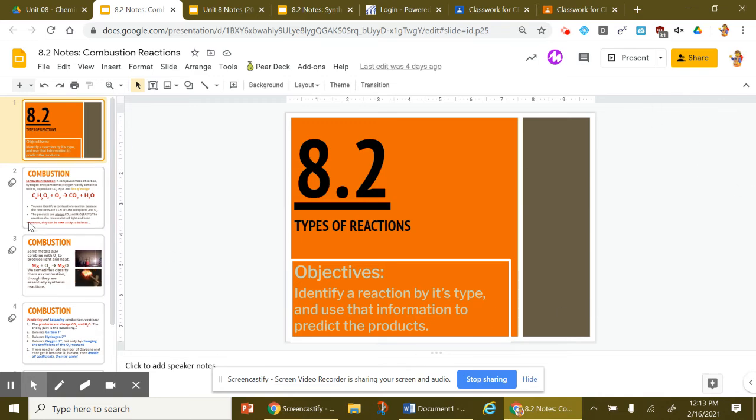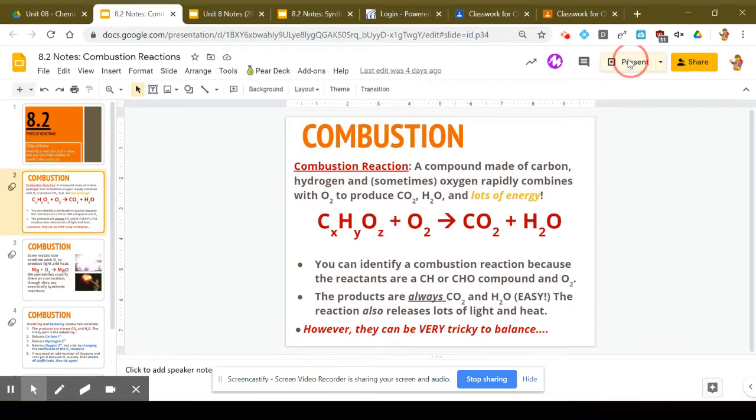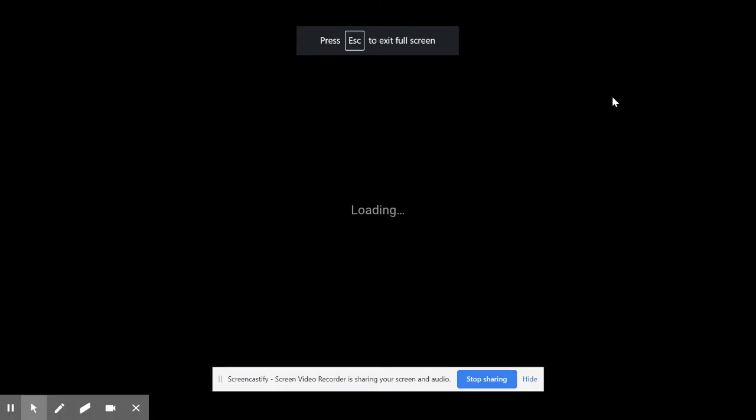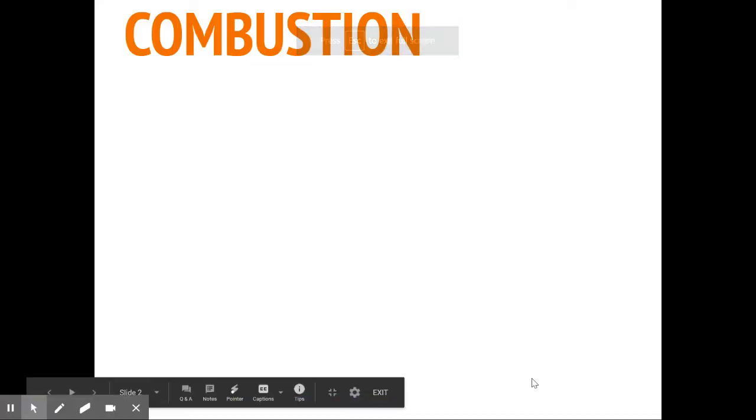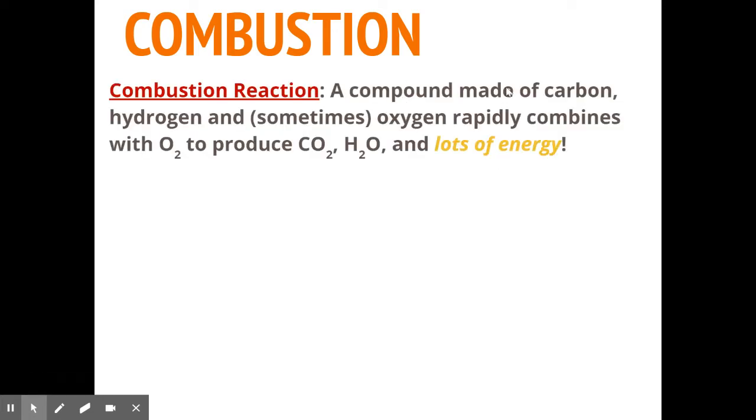Which is combustion reaction. So we did synthesis, we did decomposition, and now it's time for another fairly simple reaction type called combustion. Okay, now what is combustion? Combustion means to burn something. So anytime you've seen something lit on fire, you are almost always seeing some form of a combustion reaction.